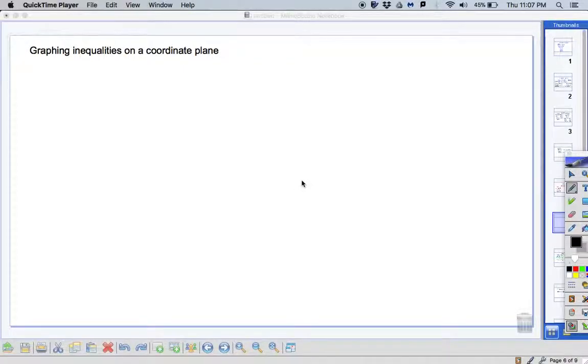Okay, today I'm going to show you how to graph inequalities on a coordinate plane. So if you're going to have an inequality on a coordinate plane, you're probably going to have something like this, y greater than 2x plus 3. Okay, it's going to be an equation of a line. Most cases you're going to see slope-intercept form.